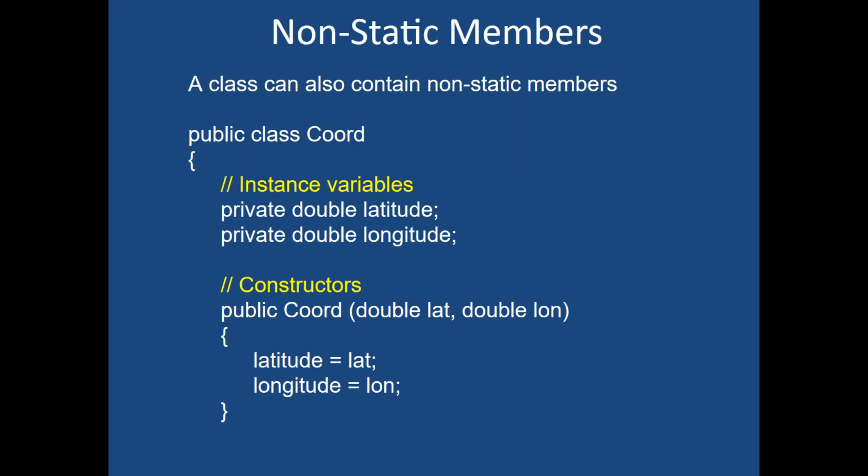Now here's a very different use of a class. We're defining a class called Coords, so think about two-dimensional coordinates. And all of a sudden, our world looks a lot different. There are these things now inside the class called instance variables. And there's this thing called a constructor.